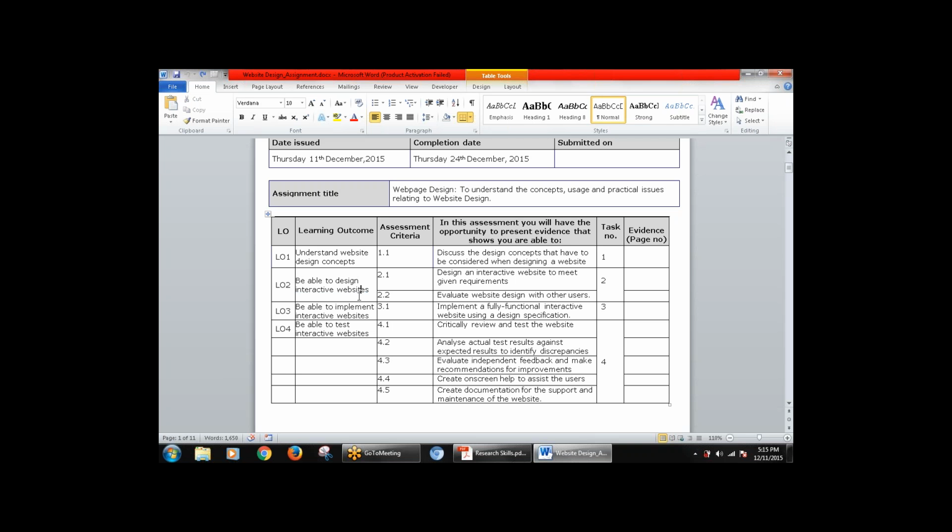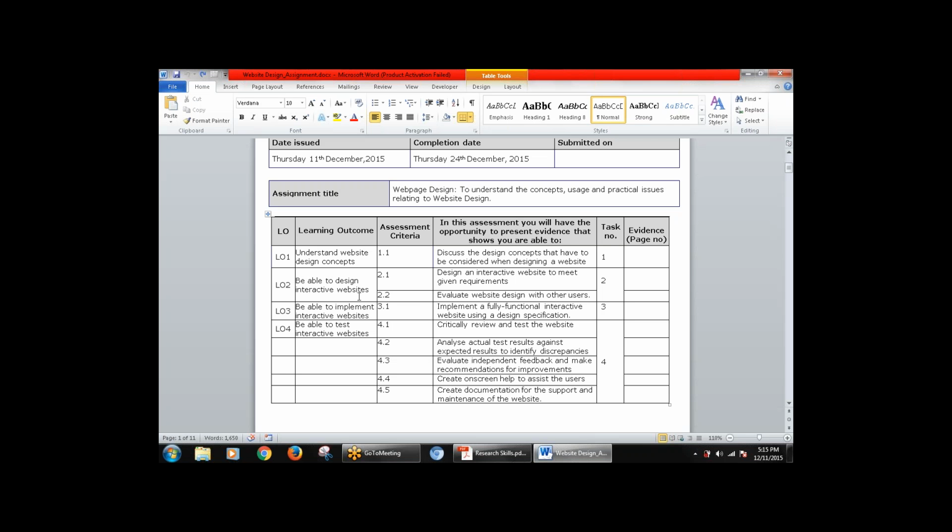That means 2.1 is design an interactive website to meet the given requirement. Then 2.2 is evaluate the website design with other users. That is LO number 2 assessment criteria. So there are two outcomes. One is design an interactive website to meet the requirement. Then evaluate the website design with the other users.